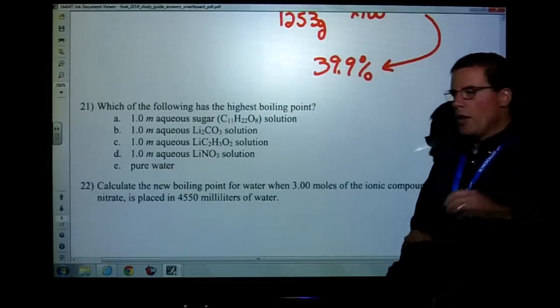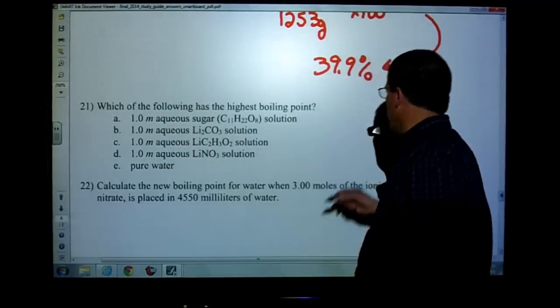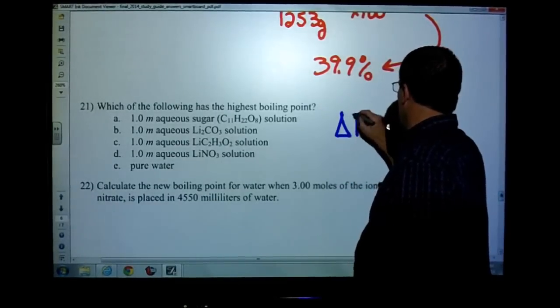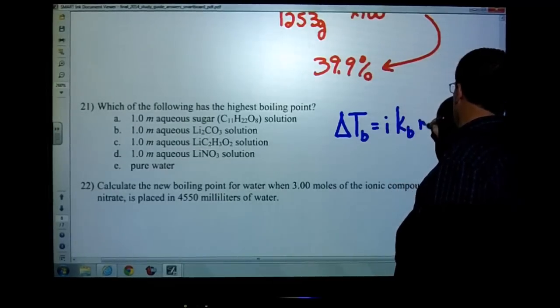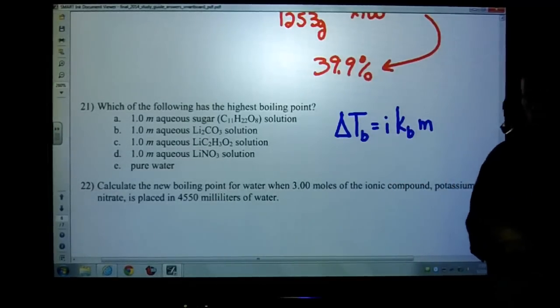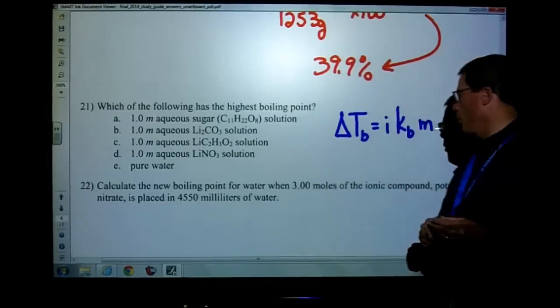21. Which of these has the highest boiling point? Now remember, the equation that we use for boiling point looks like this. Delta T sub B is equal to i K_b molality. Keep in mind, what we're looking for is the highest boiling point.